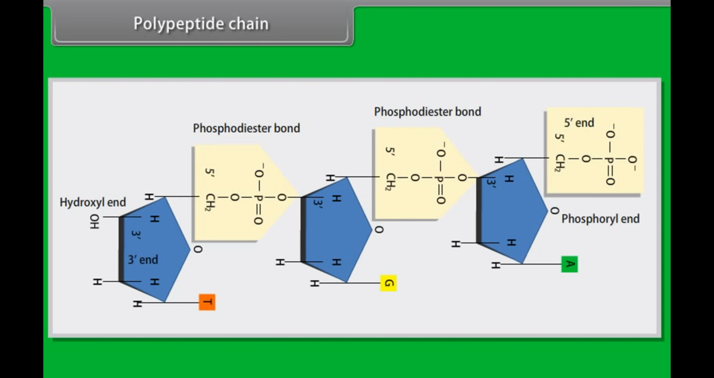A polynucleotide chain has a phosphate moiety at one free end of the ribose sugar. This is known as the 5' end of the polynucleotide chain. The other free end of the ribose sugar has an OH group attached. This is called the 3' end of the polynucleotide chain.